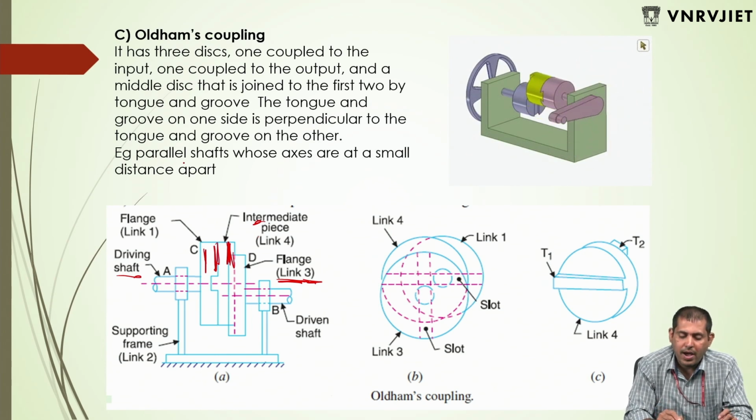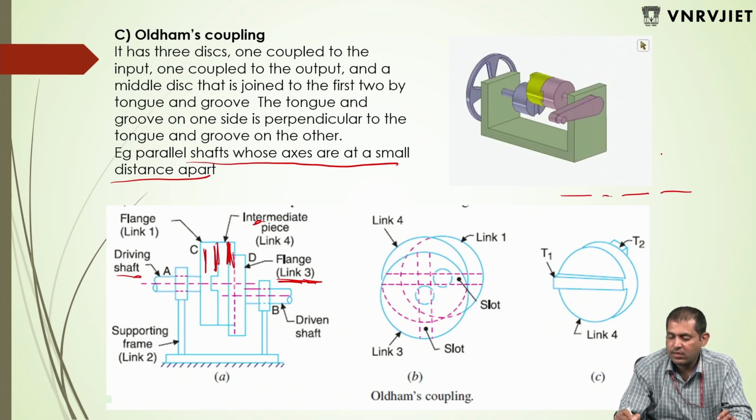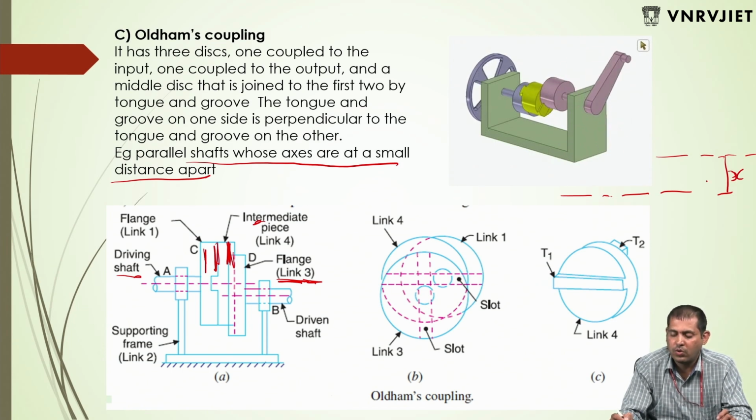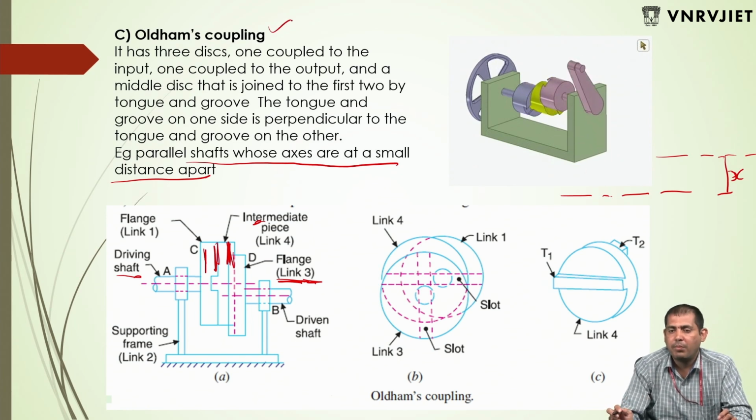It is used for parallel shafts whose axes are at a small distance. For example, when transmitting power between shafts, let's say this is the driving shaft axis and this is your driven shaft axis. The distance between the driving and driven shafts, let us consider as x. So if there is some distance x between the driving and driven shaft axes, we use this type of coupling. This is called an Oldham coupling.